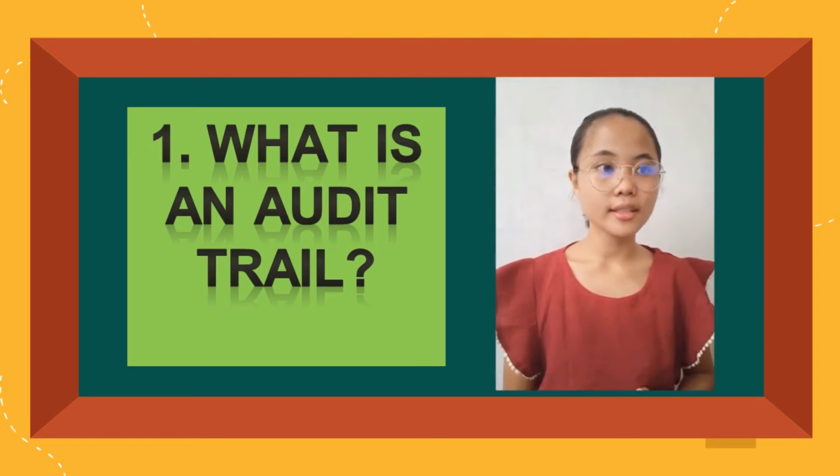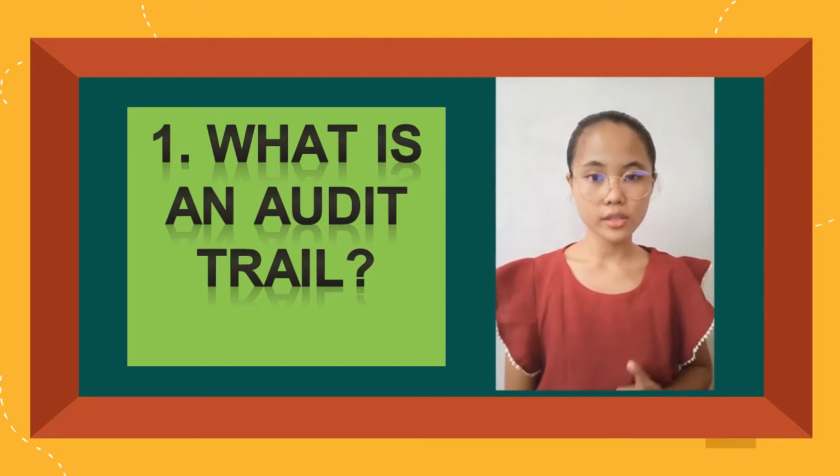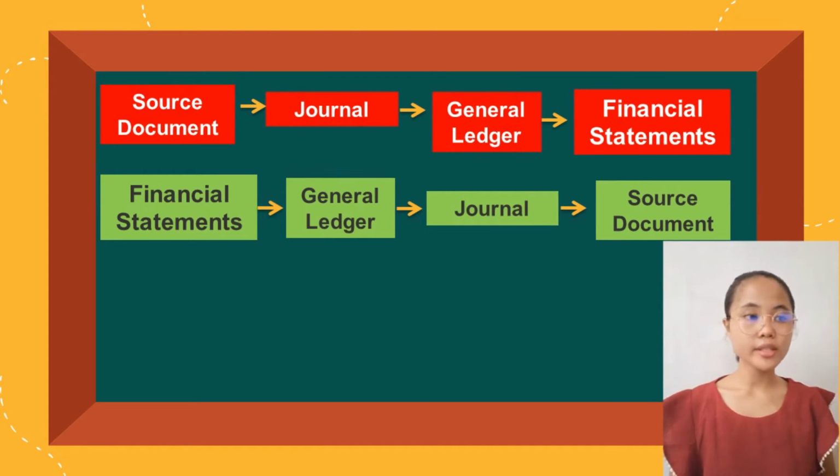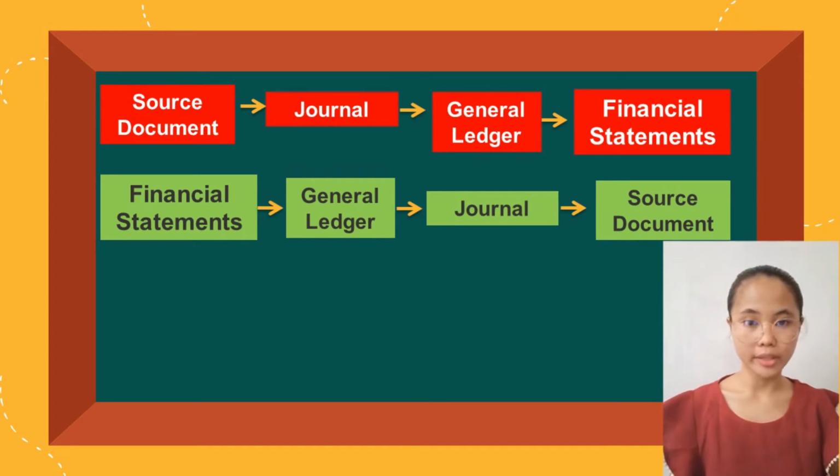First, detecting unauthorized access to the system. Second, facilitating the reconstruction of events. And third, promoting personal accountability. Accountants should be able to trace in both directions. It's either from source document to journal, to general ledger, up to financial statements, or from financial statements to general ledger to journal to source document.